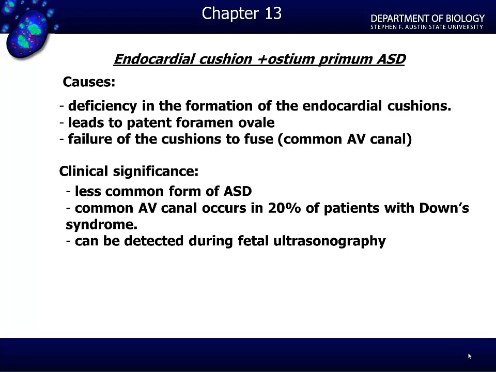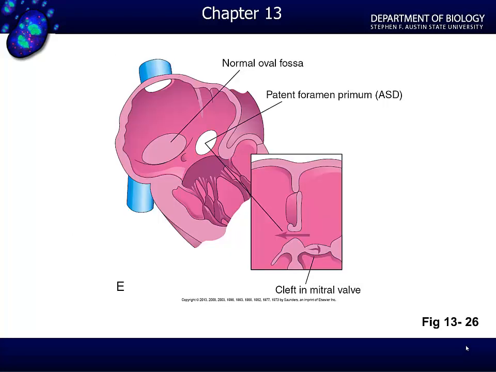Now, this is much less common than, say, a patent foramen ovale or some of the other defects we've seen. But where we're going to see it in high incidence is in individuals with Down syndrome. Many of these individuals do have atrial septal defects, congenital heart defects, and 20% of patients with Down syndrome do have these endocardial cushion ostium primum defects.